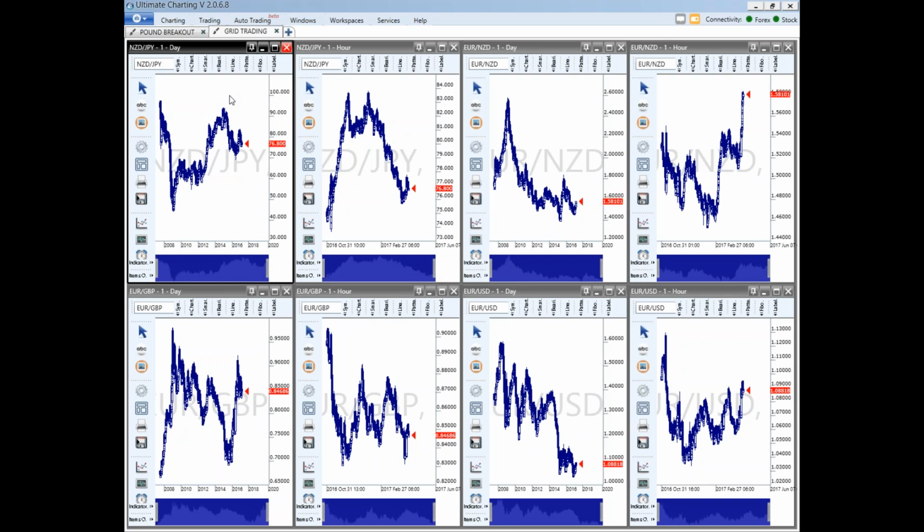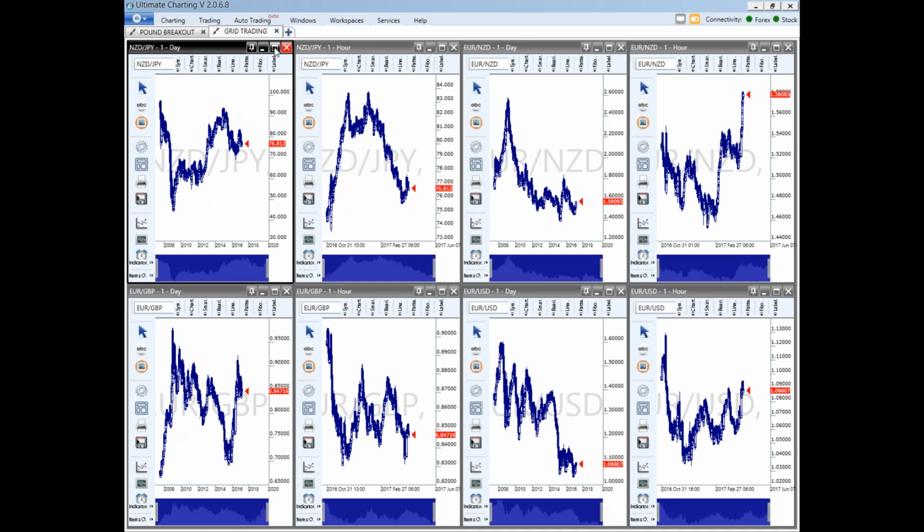All right, so we're going to take a look at the New Zealand JPY first, because that's the elephant in the room, so to speak, because the rest are euro pairs. And then we'll go left to right. We'll go New Zealand Japanese yen, euro New Zealand, euro pound, and euro dollar.